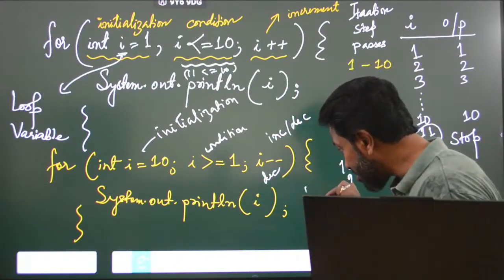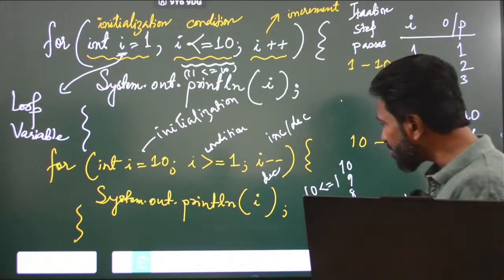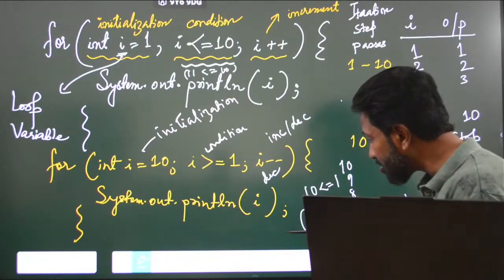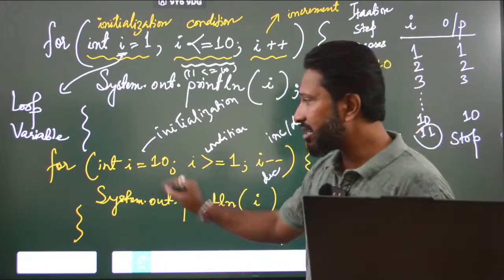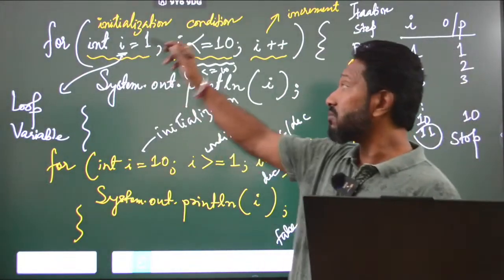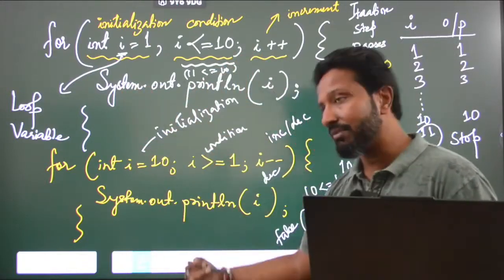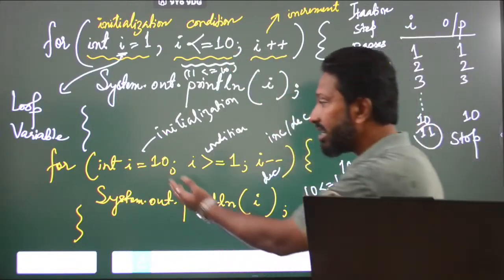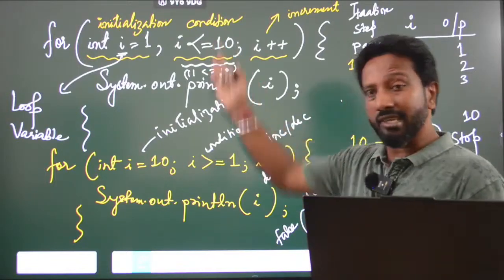If I write less than or equal to, 10 less than or equal to 1, what happens? 10 is not less than 1, and 10 is not equal to 1, so this becomes false. It will not execute at all, and it will just print 10 and come out. When you are traversing in ascending order, we write less than or equal to. For descending order traversal, we write greater than or equal to. Sometimes there might be scenarios where you change this, but I hope you understood why I have written it like this. Clear?